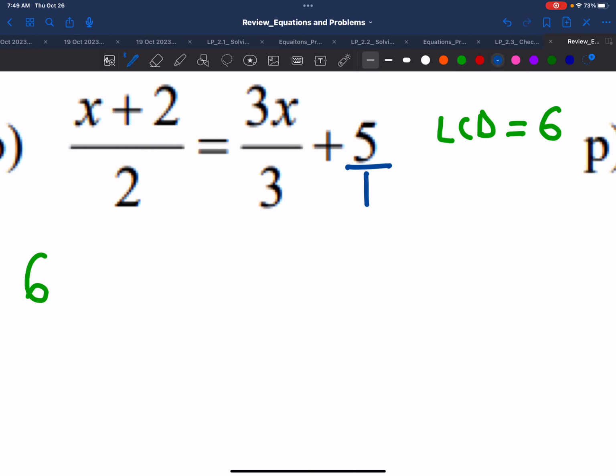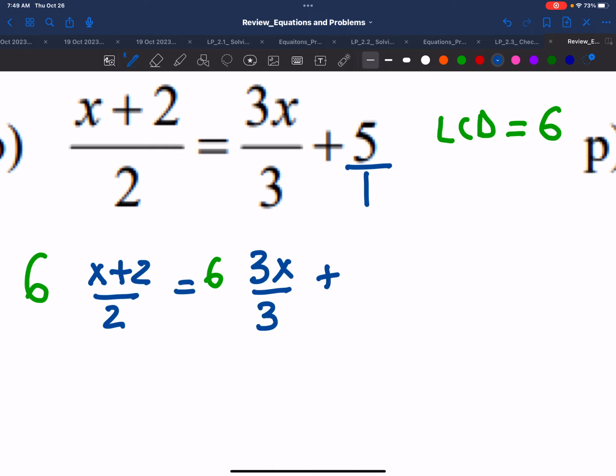So we'll multiply by 6, x plus 2 divided by 2. We'll multiply by 6, 3x divided by 3, and we'll multiply by 6 the number 5 over 1. Now another thing you probably notice here is that the 3 can simplify. You can do so. That may happen, not very often, but it may happen when solving equations, and it makes solving the equation a lot easier. So start simplifying. 6 and 2 will divide to 3.